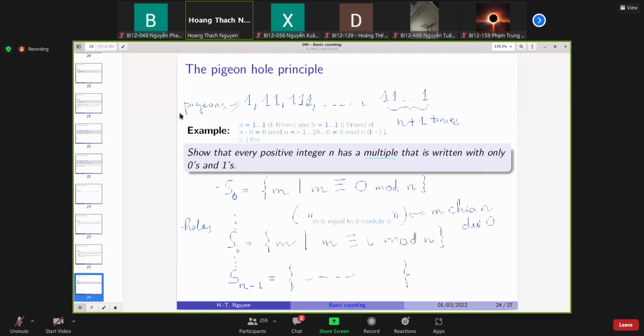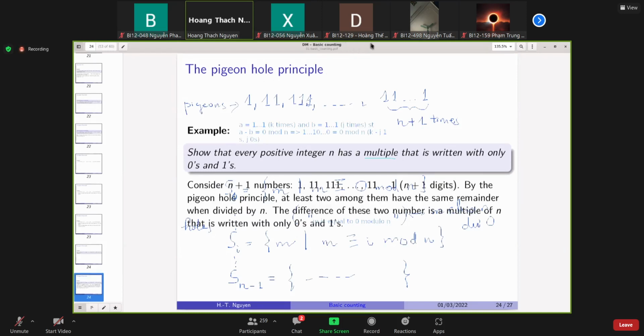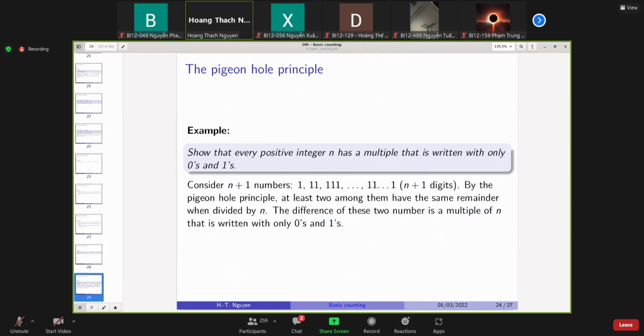So here is the short version of the solution. You consider n plus 1 numbers, and since you have only n possible remainders when divided by n, there will be two numbers that have the same remainder when divided by n, and the difference of these two numbers is a multiple of n, which is written with only zeros and ones.